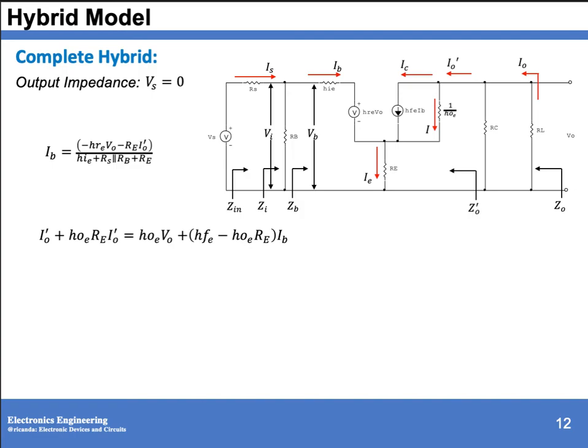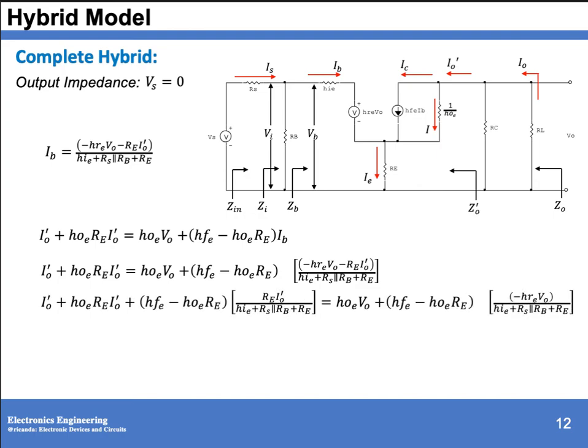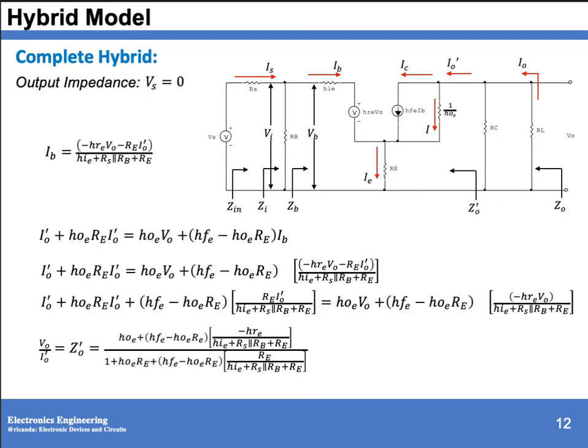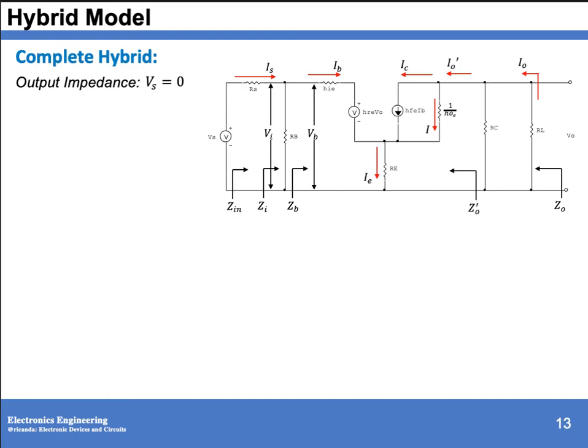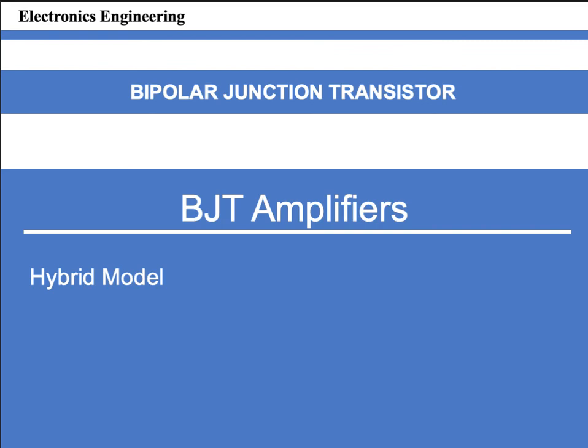Substituting this one to our IO prime, then combining all IO prime to the left side. So our equation now is in terms of IO prime and VO. If we divide VO over IO prime, that will be our output impedance prime. So this is now our output impedance prime. So get your output impedance. So we have output impedance prime in parallel with RC and in parallel with RL. So that's all for our hybrid model.